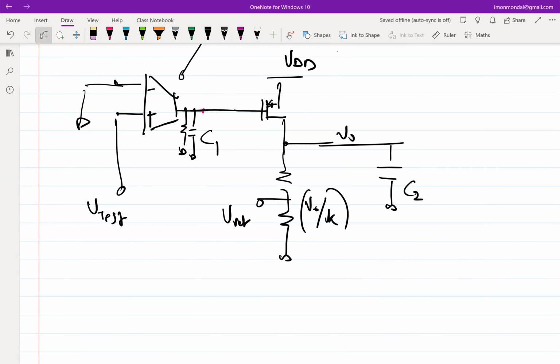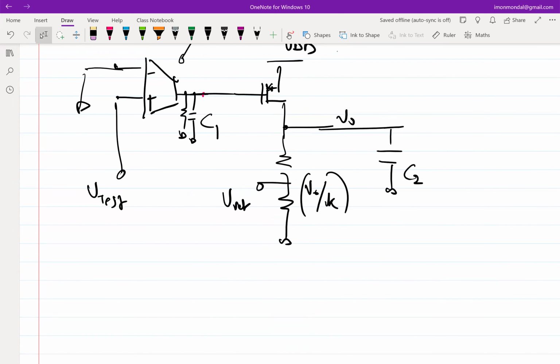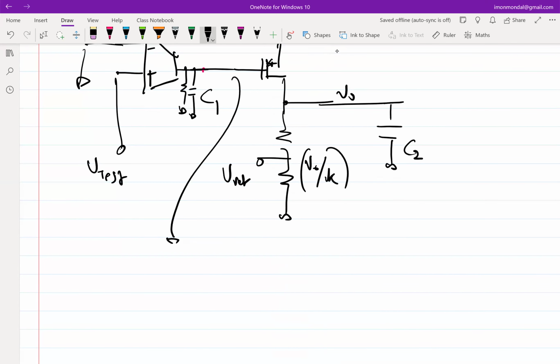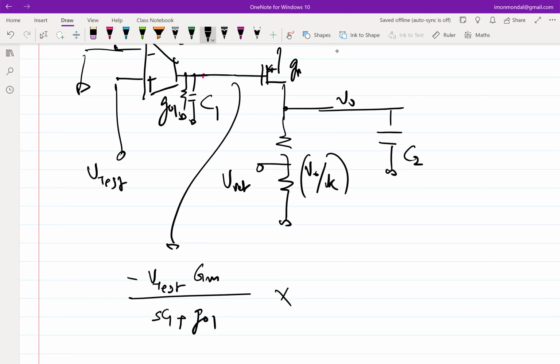Okay. So if we do that, we see that this voltage will be equal to V test times, this is GM, times GM negative of that divided by SC1 plus G01, where G01 is the output impedance of the first stage. And V0 will be this voltage times the gain of the second stage. Now, gain of the second stage is minus GM7.